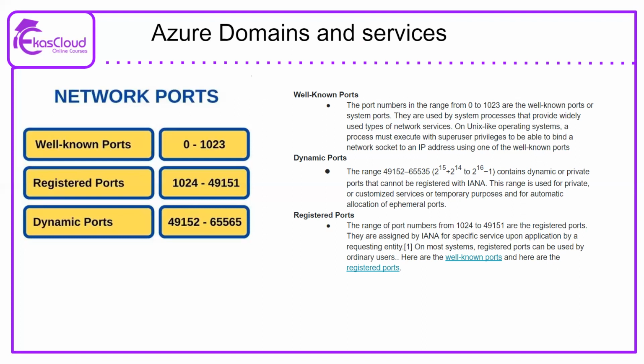This range is used for private or customized services or temporary purposes, for automatic allocation of the ports. So what are registered ports? Then we have the range from 1024 to 49151. These are registered ports. They are again assigned by IANA for a specific service upon application by the requesting entity, and on most systems they can be used by ordinary users.